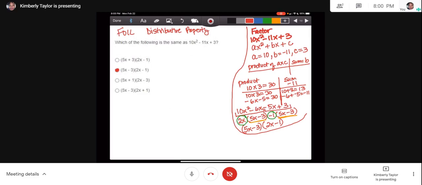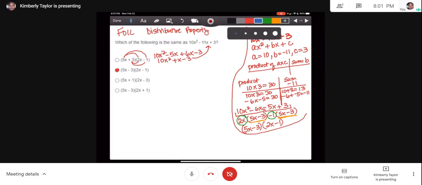So we say 5x times 2x, that gets me 10x squared. And then 5x times negative 1 gets me negative 5x. Then 3 times 2x gets me plus 6x. And then 3 times negative 1 gets me negative 3. When I combine like terms, I get 10x squared plus x minus 3. Well, that is not a match. Okay?